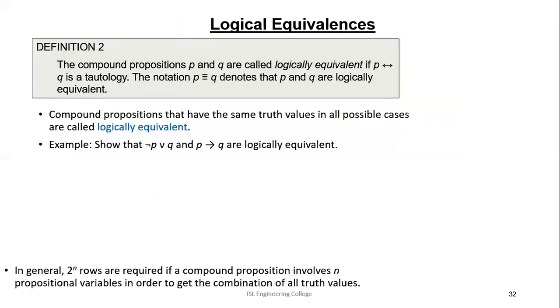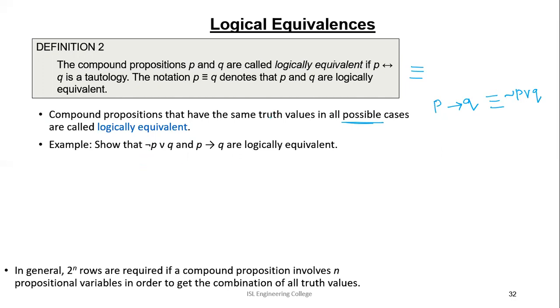Now, logical equivalences. The compound propositions P and Q are logically equivalent if P if and only if Q is a tautology. The notation is P is logically equivalent to Q. In simple terms, if you have two compound propositions, suppose we have P implies Q and we have negation P or Q, and if both of them have the same truth values, then they can be called logically equivalent. Now let's look at the examples. Compound propositions that have the same truth values in all possible cases are called logically equivalent.